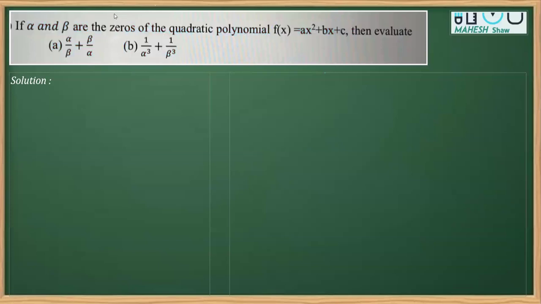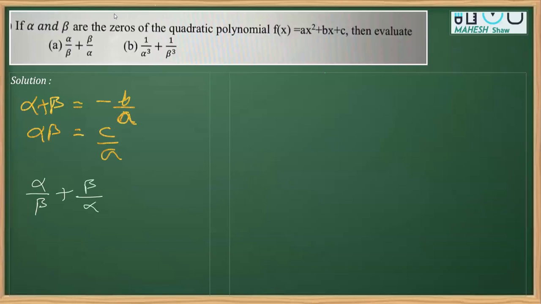Now, the first thing that we should know is the relation between alpha and beta. The sum of the zeros is the negative coefficient of x, that is minus b by a, and the product of the zeros is c by a. Now, in the first part, we have to obtain the value of alpha over beta plus beta over alpha. To get this, I'm going to simplify it.